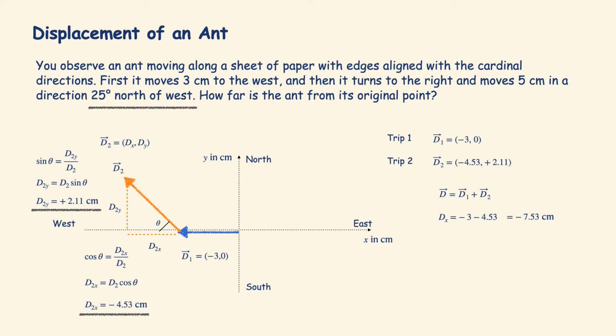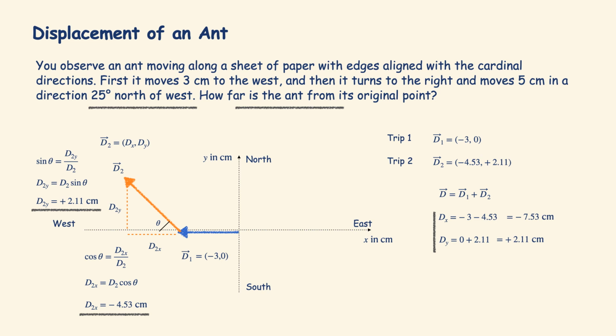What that means is that after the ant has moved along those two trips, eventually the ant will find itself 7.53 centimeters to the west from the origin. Now the y component is going to be 0 plus 2.11, or 2.11 centimeters. So for the ant, that means that after the ant is done with the trip, it will be 2.11 centimeters in the north direction.